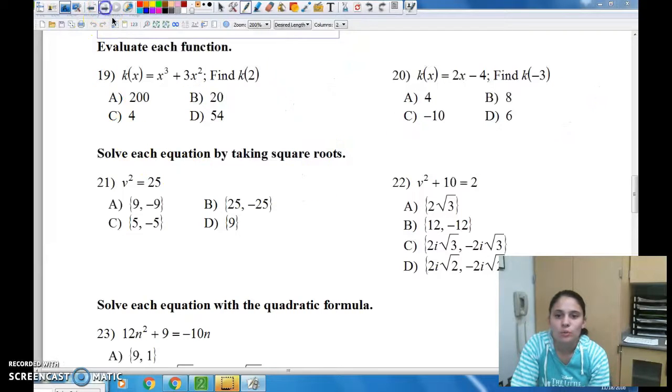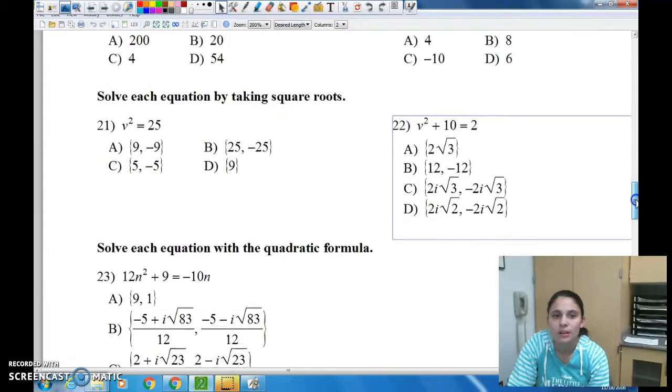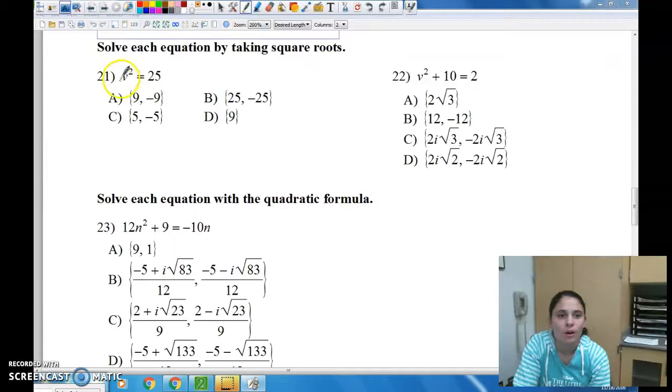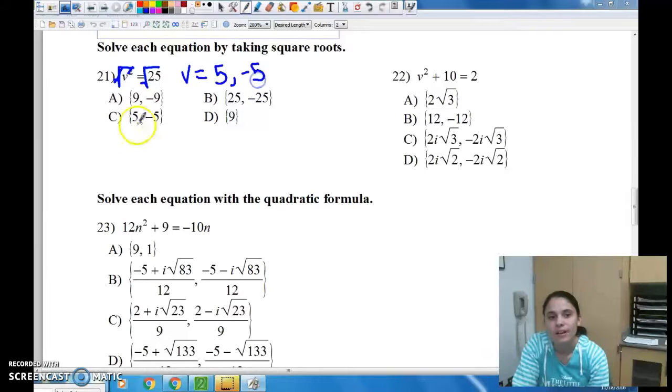And then on to 21 and 22. This was just from our very last unit, unit 7, and it wants us to solve by taking square roots. Since this already has what's being squared by itself, I can just take the square root of both sides, and the square root and squared cancel, and v equals the square root of 25, which can either be a positive 5 or a negative 5, which is C.